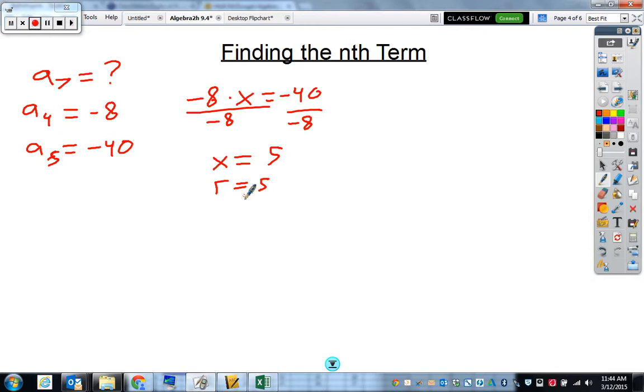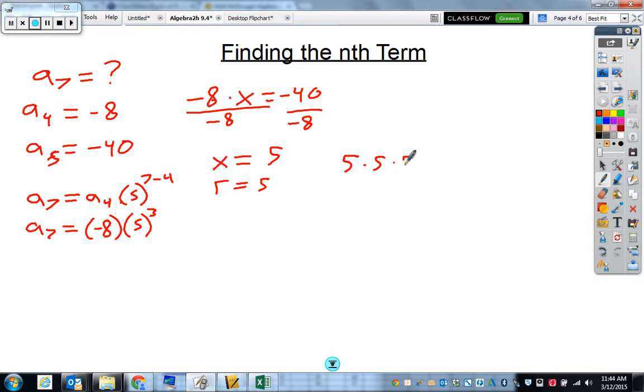We're trying to find our seventh term. So again, a sub 7 equals, well, I need to use one of those. I'll use a sub 4. A sub 4 times 5, my r, to the 7 minus 4. So plugging in. Don't know what a sub 7 is. I know a sub 4 is negative 8 times, well, 7 minus 4 is 3. Well, 5 cubed. Well, 5 times 5 is 25. 25 times 5 is 125.